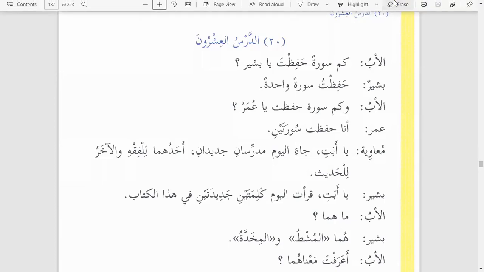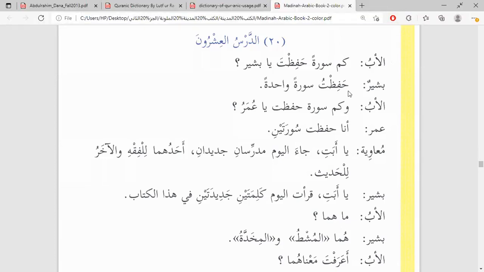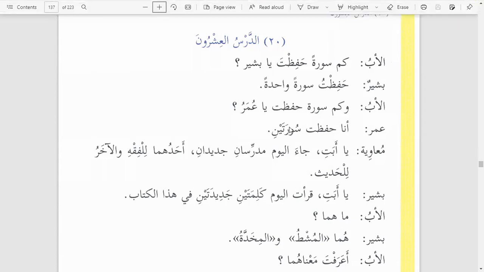Now we have Muawiyah. Maybe someone else can be Muawiyah now. يا أبتي جاء اليوم مدرسان جديدان أحدهما للفقه والآخر للحديث. Oh, my father, today two new teachers came. Al-Yawma, today. One of them is for fiqh and the other is for hadith. Okay.